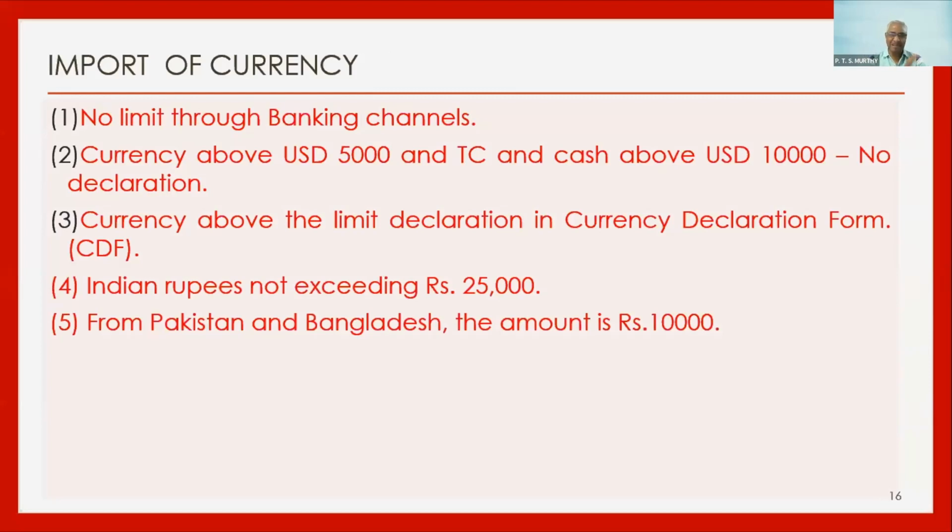Currency limit. Up to $5,000, no declaration. Above $5,000, declaration. $5,000 plus traveler's checks of $1,000, $10,000, no declaration. Above that, declaration. What is the declaration? Currency declaration form. Whom will they submit it to? To the customs authorities. When we are accepting cash for crediting to the account, we need to obtain the CDF format.